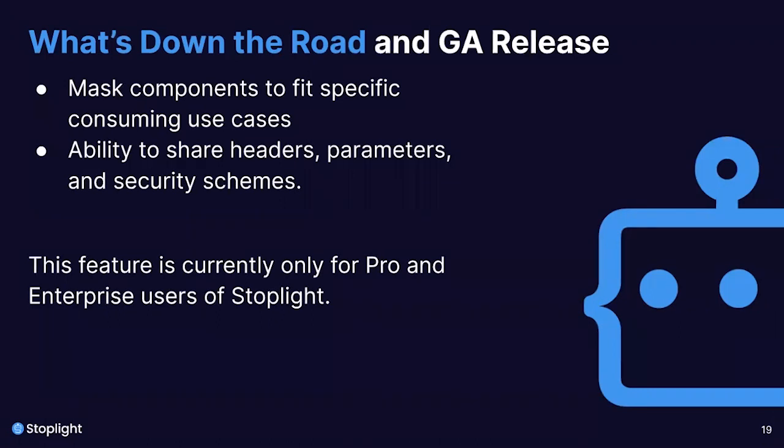So this is what component libraries has today, but we're also looking to add some more things to it. I'd really love to get some feedback on if these are the right things that you'd want added or there's something else. So the next thing that we're looking to add is masking.